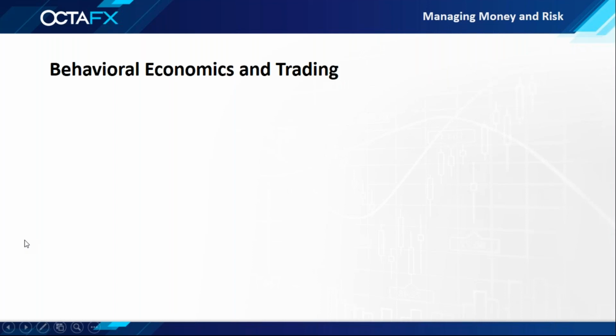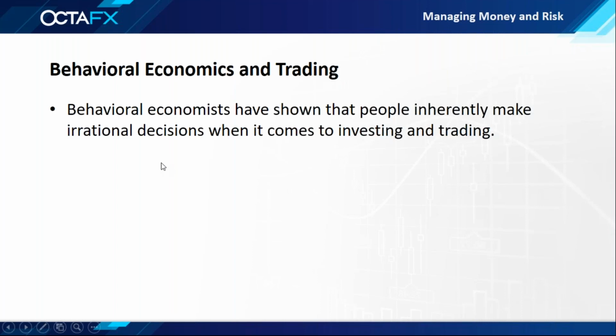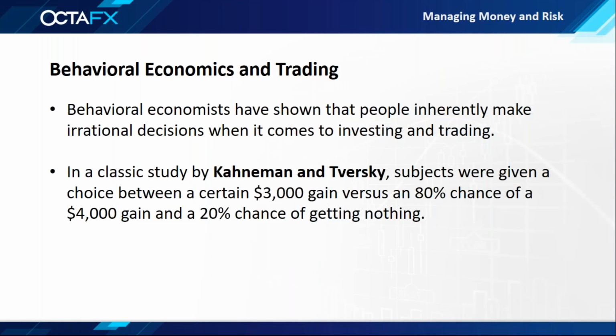We're going to look at an academic study which has shed some really interesting light on the subject. Behavioral economists, academics studying this, have shown that people inherently make irrational decisions when it comes to investing and trading. It doesn't come as a huge surprise, right? Because most of us know that the majority of retail traders are losers. In a classic study by Kahneman and Tversky, subjects were given a choice between a certain $3,000 gain versus an 80% chance of a $4,000 gain and a 20% chance of getting nothing.